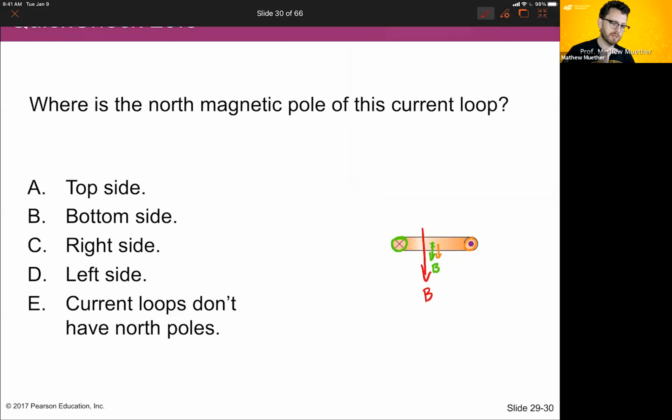Another way to do this that works with the right-hand rule for loops is to take your fingers that are not your thumb and wrap them around the loop in the direction of the current, and then your thumb will point in the direction of the B field through the center of the loop. So I can see that the current flows in on the left, wraps around to the right, so I get that the B field has to point downwards here. Once I see the direction of the B field, then just by convention, we label the direction of the B field pointing towards the north side of our magnetic setup here.